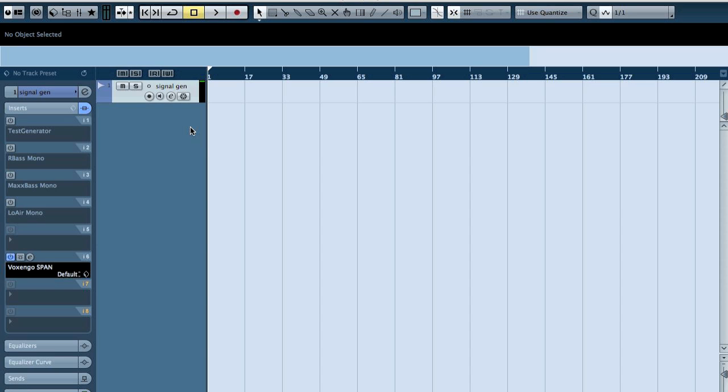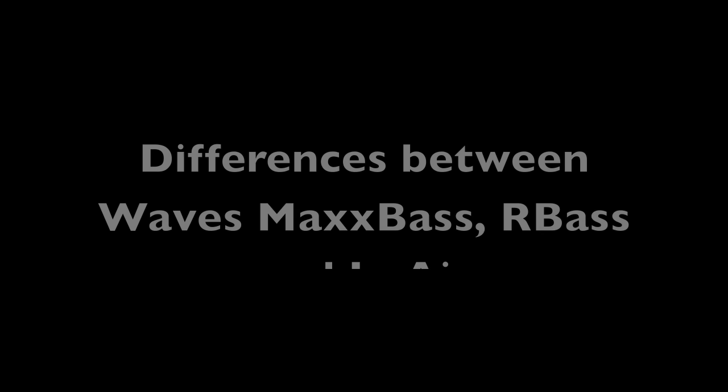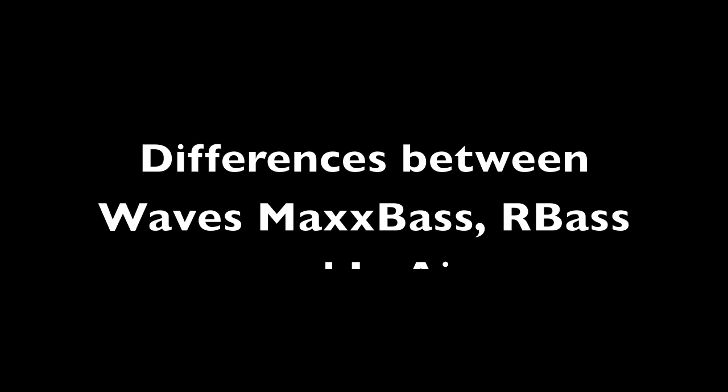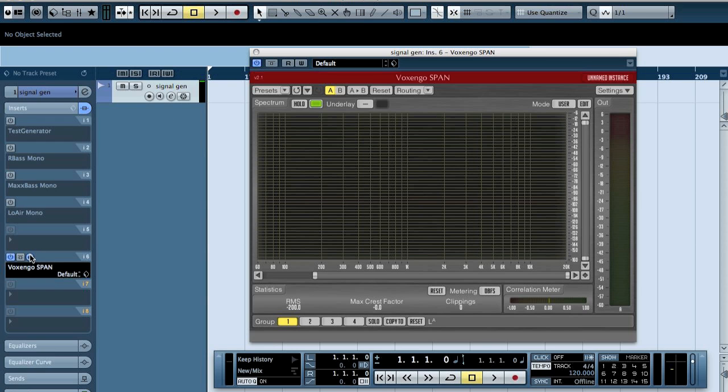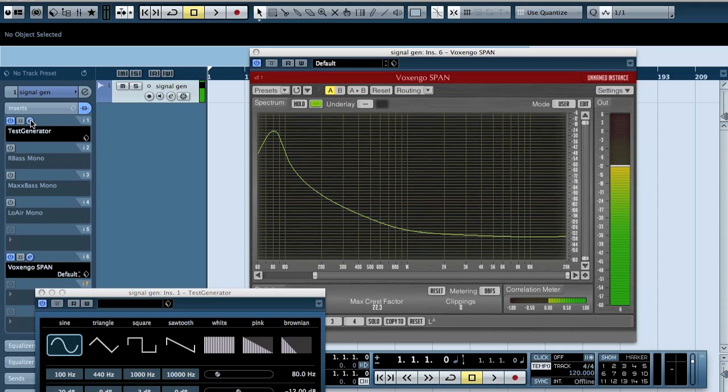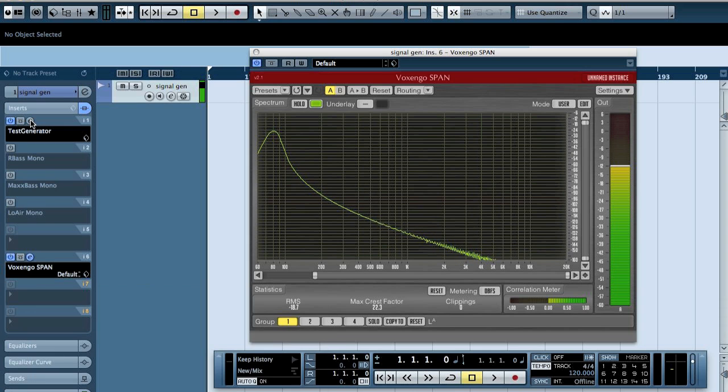So this time I'm going to explain the difference between Waves' RBass, MaxxBass and LoAir. Here I have a session with Voxengo SPAN, because it goes really deep on the graph, so I decided to use this one. And here I have a test generator that is generating an 80 Hz sine wave. We will be using that for all the tests, and as we can see, it makes an 80 Hz sine wave and then something that's oscillating.